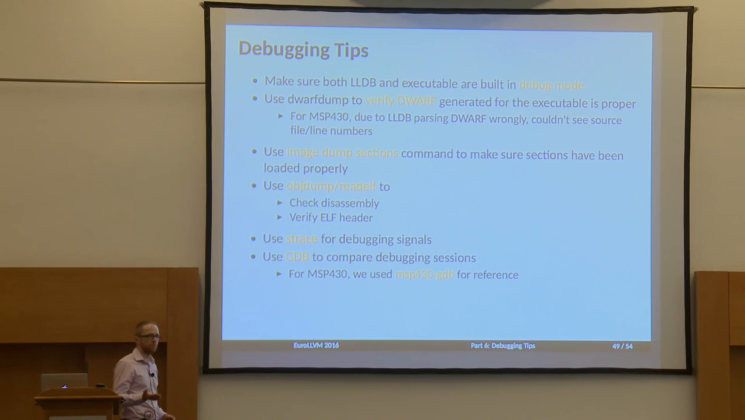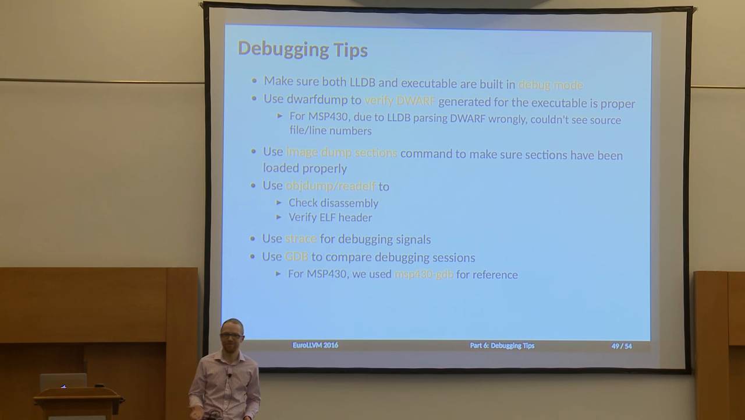More generic stuff, make sure you build in debug mode, which is simple but often forgotten. Verify your DWARF using some external tools. For instance, for MSP430, we had this problem. There were no line numbers. And our first assumption was there's something wrong with the compiler, or there's something wrong with LLDB. But then we checked DWARF using other tools, and the DWARF is actually fine, so there's something wrong with LLDB. That's very helpful. You have to use external and reliable tools to verify that stuff is correct.